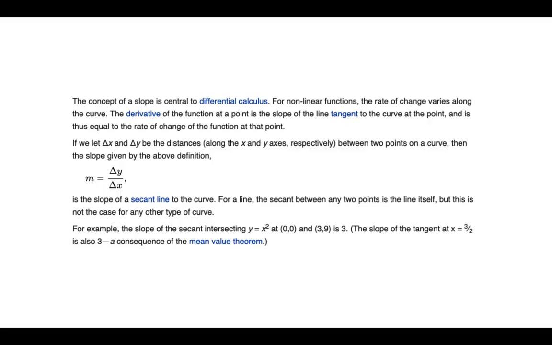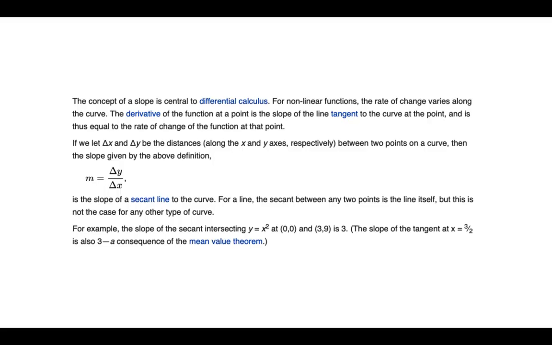So if we define slope as delta y over delta x, then we have the slope of a secant line to a curve. The secant between any 2 points on a line is the line itself, but that's not the case for any other type of curve. So the slope of a secant intersecting y equals x squared at (0, 0) and (3, 9) is 3. And the slope of the tangent at x equals 3/2 is also 3.